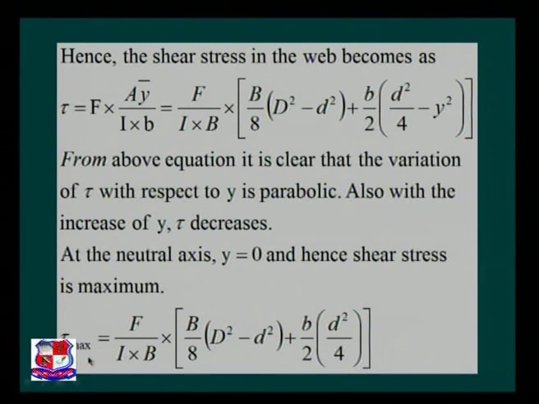So tau maximum is equal to F divided by I into small b, be careful, small b, bracket B by 8, bracket capital D square minus small d square, plus b by 2, bracket d square by 4, as y is equal to 0.